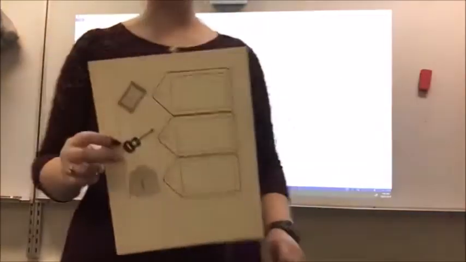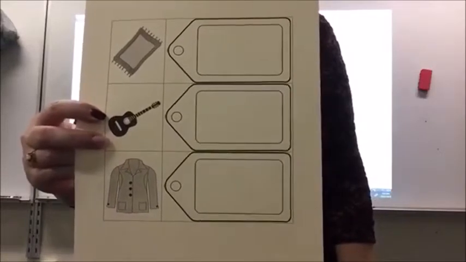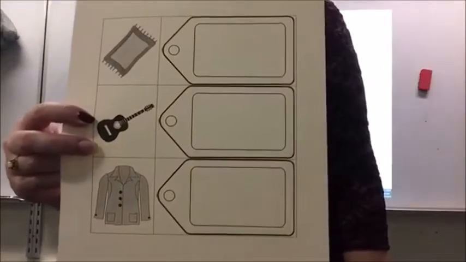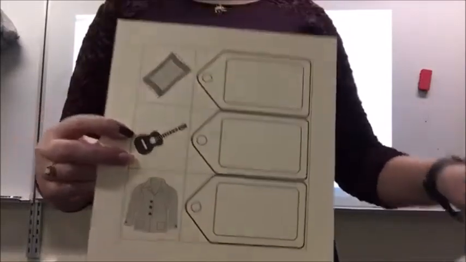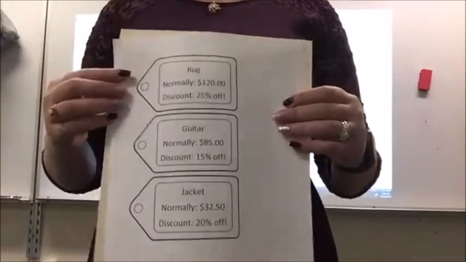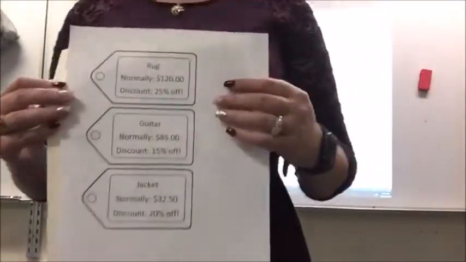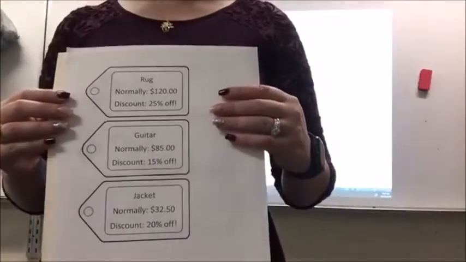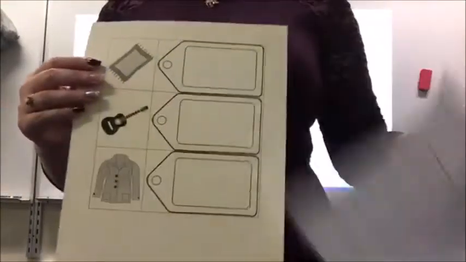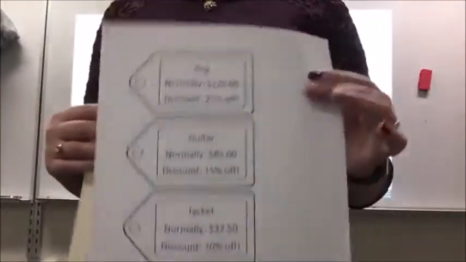Alright, on your next page you should have something that looks like this. Okay? You've already cut it out and you've glued it into your notebook. You will also need a page that looks like this. Okay? What you're going to do is you're actually going to figure out the price for each of these items, the rug, the guitar, and the jacket. Okay? You'll do your work on here. Okay? And then you're going to glue these on top, so you'll make little flaps.